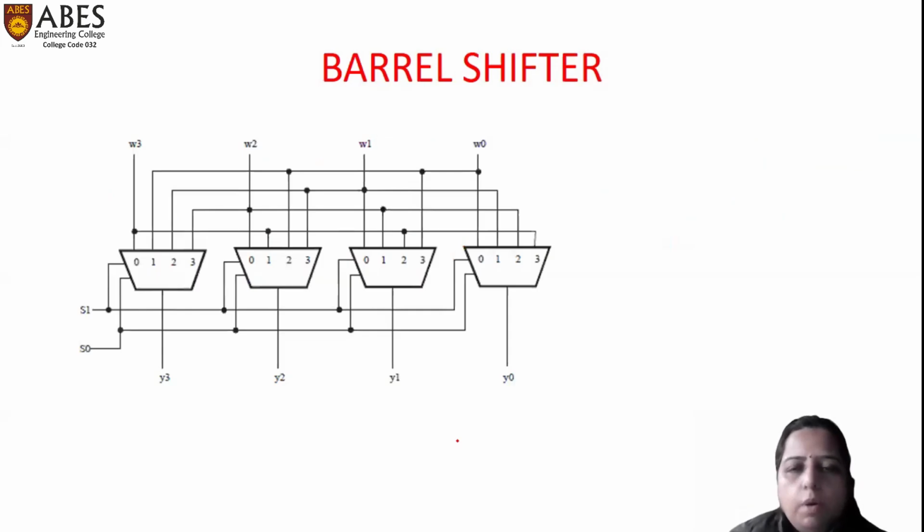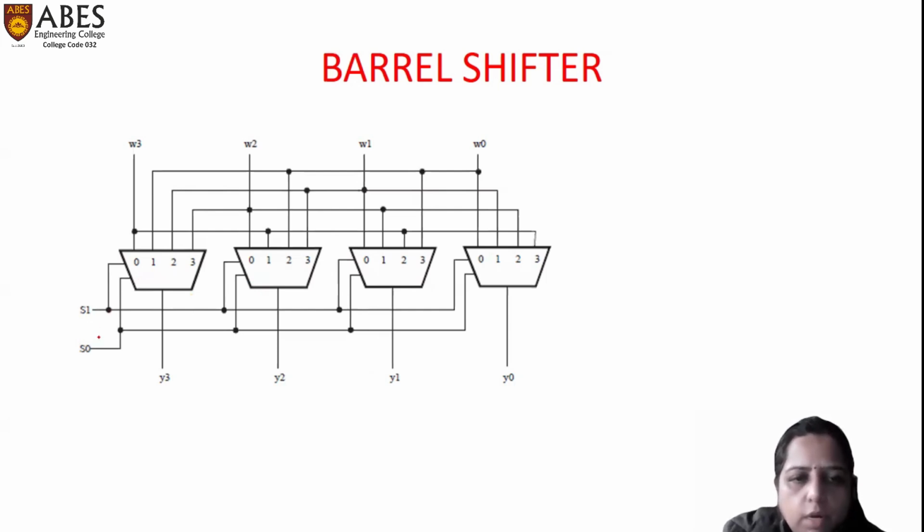So this is the block diagram of barrel shifter. In barrel shifter, we are having 4 multiplexers, and each multiplexer is a 4:1 multiplexer, with inputs 0, 1, 2, 3. The inputs are connected in such a manner that it would be acting as a shifter. Here the outputs will be shifted depending on the value of S0, S1.